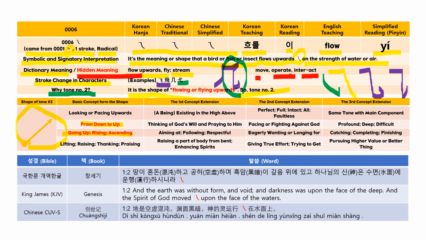Through the Bible verses, King James Version, Genesis chapter 1, verse 2: and the earth was without form and void, and darkness was upon the face of the deep, and the Spirit of God moved upon the face of the waters. Moved. Okay? In this way, you can feel the hidden meanings of this character.